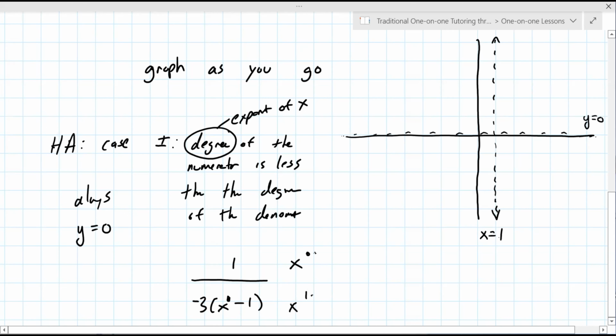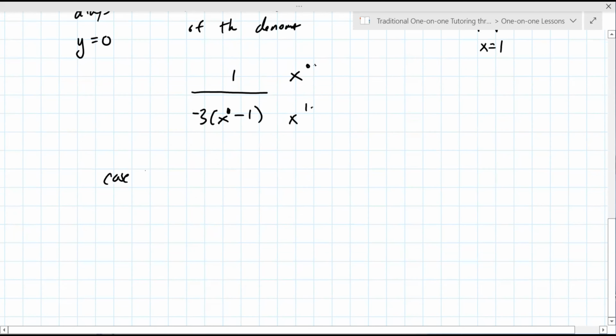Now, what would happen if the numerator was like 2x, for example, instead of just 1? Yeah, so we'll see that maybe in problem 3. But to answer your question now, that's case 2. There's kind of a lot that goes into these, but they're very repetitive, so you're going to get it all in one question here. Case 2 is when the degree of the numerator equals the degree of the denominator.